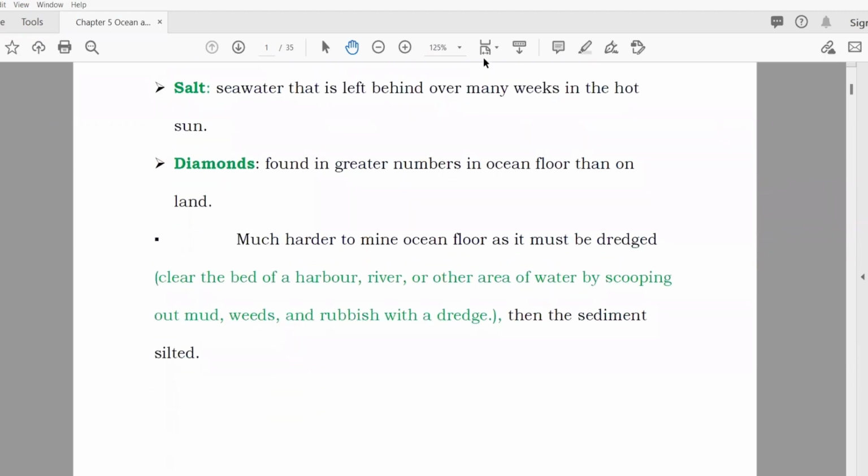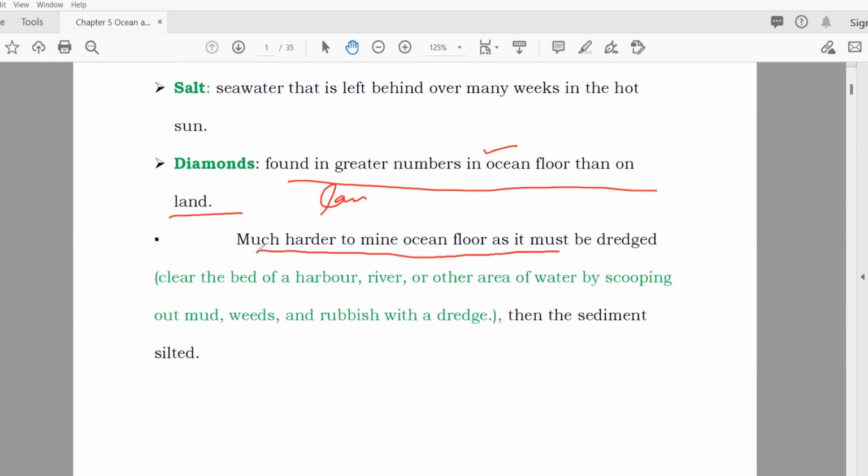After that, you have the diamonds. Diamonds are found in greater number on the ocean floor than on the land. They're saying that if you compare the percentage of diamonds, more are found on the ocean floor as compared to the land. But when they are under the ocean, it becomes really difficult to take them out.